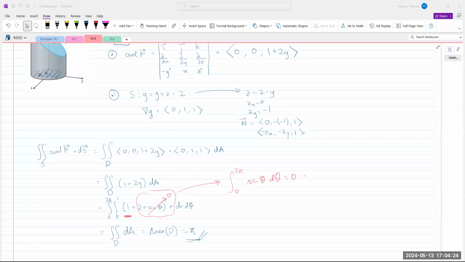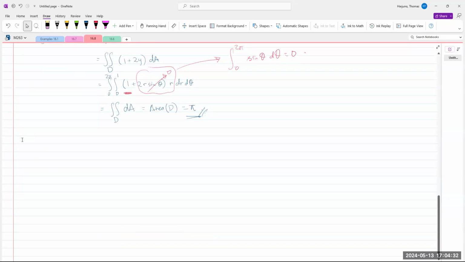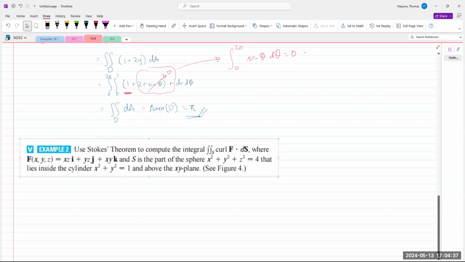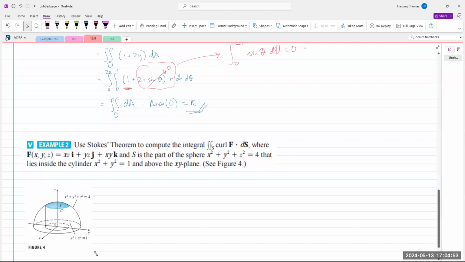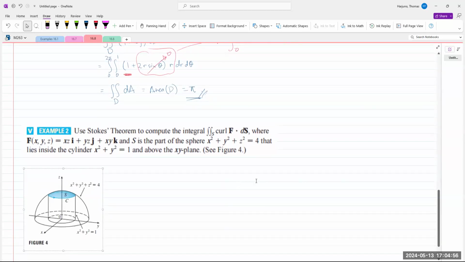Let's see example 2. In example 2, we have this question. Use Stokes' theorem to compute the double integral for a surface that looks like this. That surface is part of the hemisphere with radius 2, inside the cylinder with radius 1, above the xy plane.